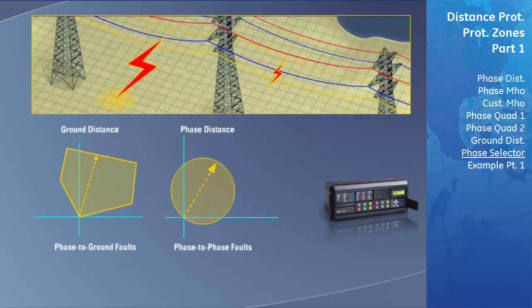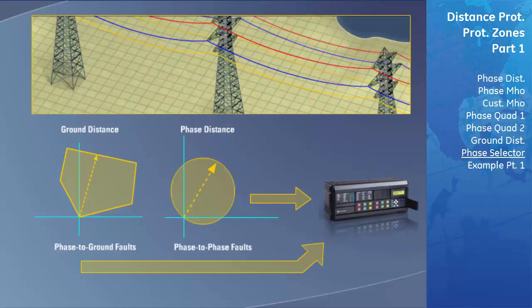The phase distance element would identify the phase-to-phase fault and signal the D60 to trip, and the ground distance element would identify the phase-to-ground fault and also signal the D60 to trip. This operation is acceptable because the end result is that the faulted transmission line would be tripped.